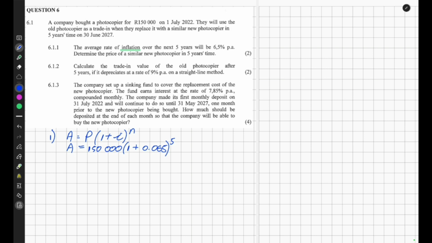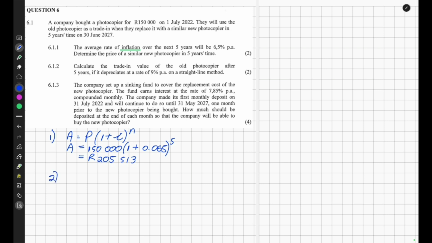Now, I'm not dividing by 12. I'm not multiplying by 12. Inflation is normally per annum, so I don't need to divide or multiply the years. Now, I just type that in my calculator, and my calculator tells me this new photocopier in 5 years' time is going to be 205,512.9999. So I'm just going to round it off to 513.